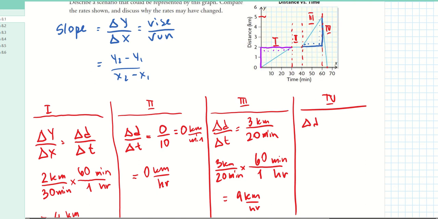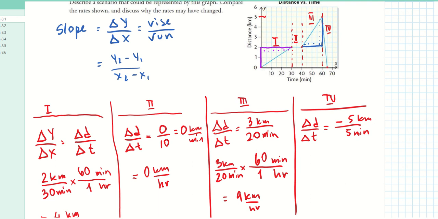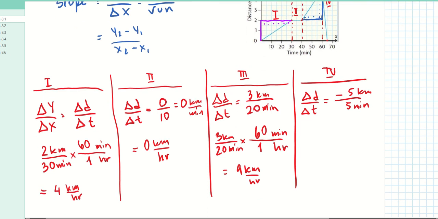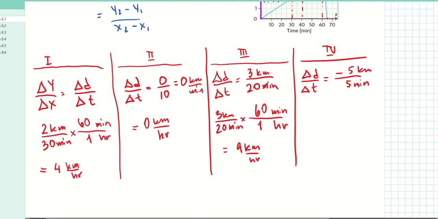So our delta D over delta T is going to be negative 5 kilometers over 5 minutes. Now you can have negative speed if we actually talk about displacement, which is a vector quantity, which cares about the direction. So in this case, the negative indicates the direction. So this is probably velocity, which is actually a vector, not a scalar value like speed. But anyway, in this case, the negative just means they're going back to where they started from. So nevertheless, we can calculate what this is.